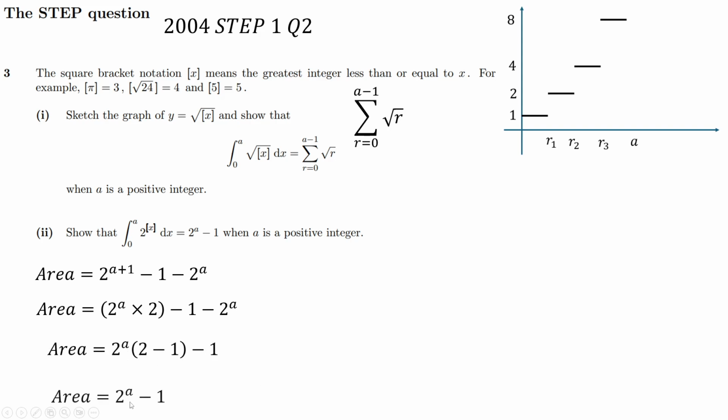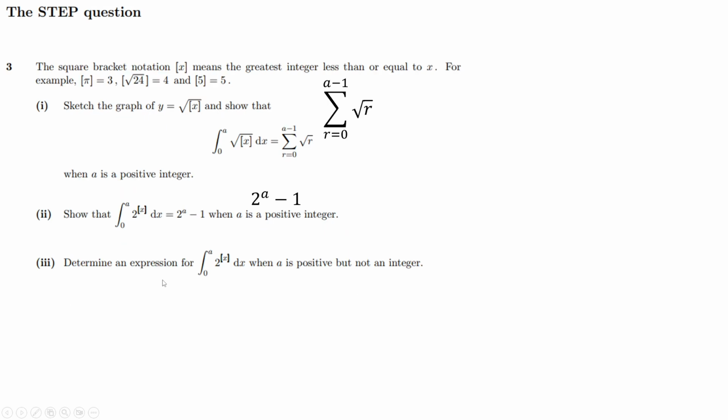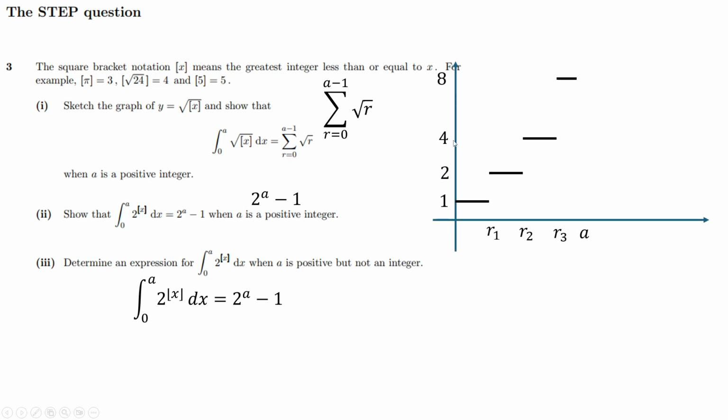2 minus 1 is 1, so this becomes 2 to the power of a minus 1, which is what we wanted to show. Now, determining an expression for this when a is positive but not an integer: if you think about this, we've got this curve that we drew. This distance here is just 1, and then 1, and then 1, and it'll go on like that. It'll have width of 1.